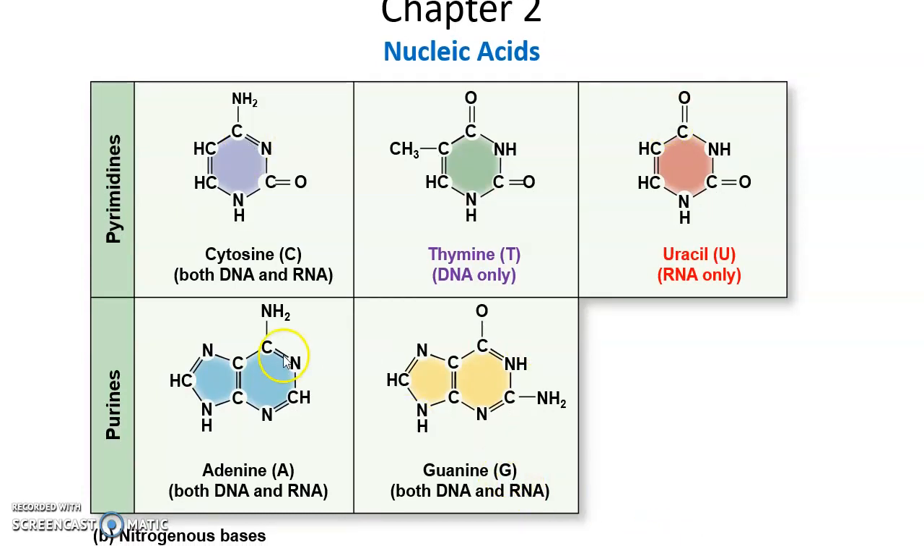You do not have to remember what they look like chemically, but you do need to know cytosine C is in DNA and RNA, adenine A is in DNA and RNA, guanine G is in DNA and RNA, thymine T is only in DNA, uracil U is only in RNA.